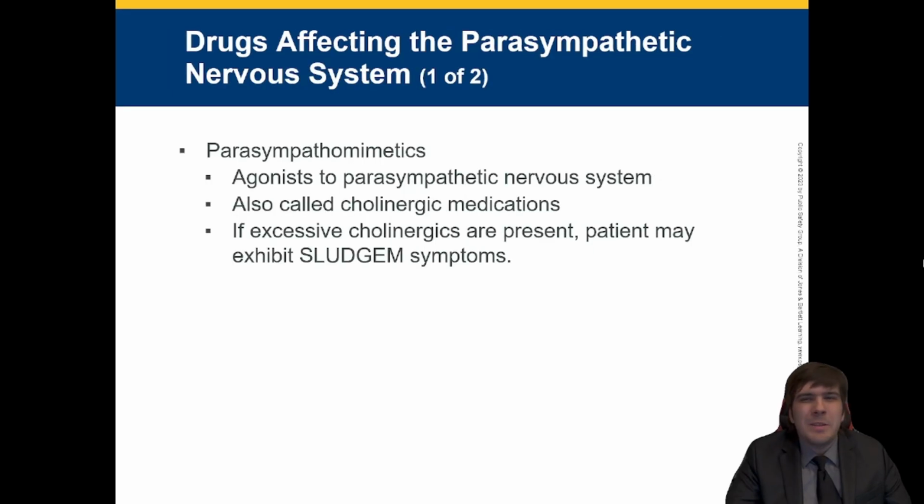So now we're going to move on to the parasympathetic nervous system. Parasympathomimetics are agonists to the parasympathetic nervous system. These are also called cholinergic medications. If you have excessive cholinergics present, the patients may exhibit SLUDGEM symptoms. And if you remember, SLUDGEM is usually associated with things like organophosphate poisoning, fertilizers, all that other stuff, sarin gas, because it could cause a buildup of acetylcholine, which is cholinergic.